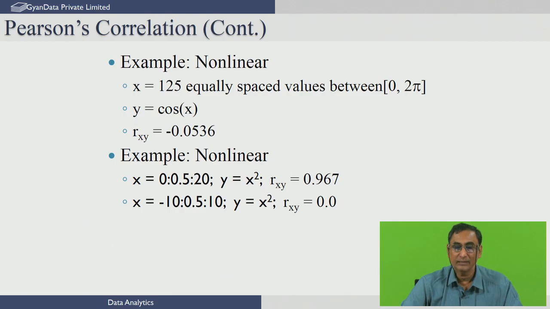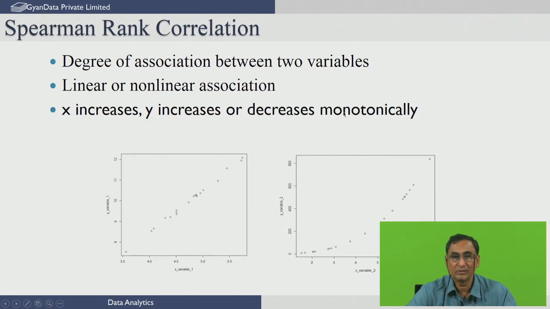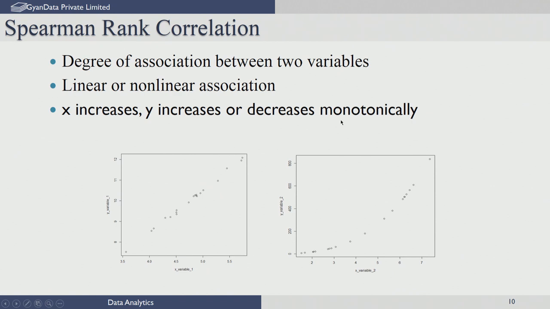So, let us actually look at other correlation coefficients. You should note that Pearson's correlation coefficient can be applied only to what we call not ranked variables, that is, not ordinal variables, only real valued variables like we have here. So, let us look at other correlation coefficients that can be applied even to ordinal variables.